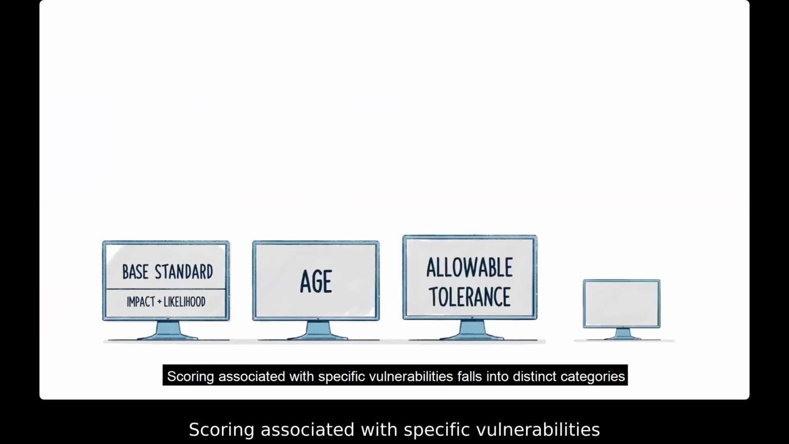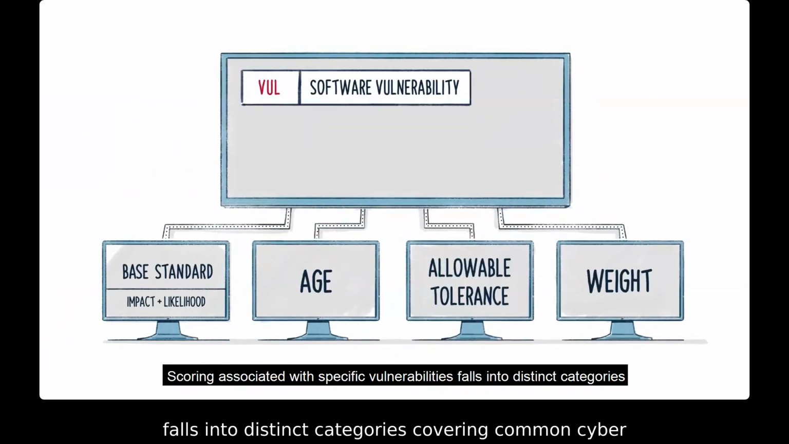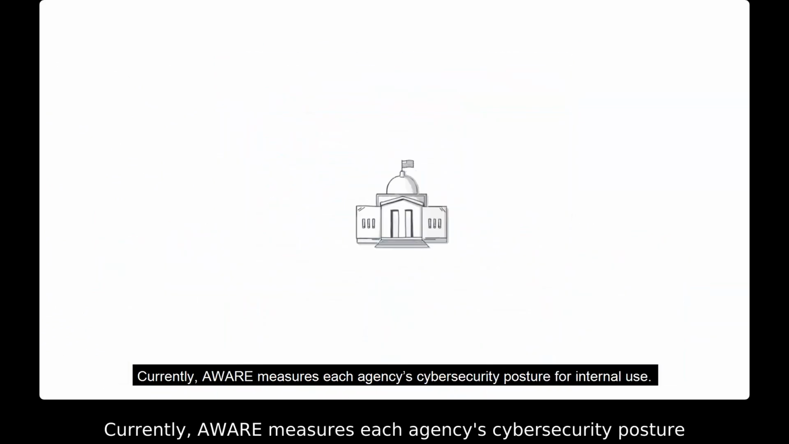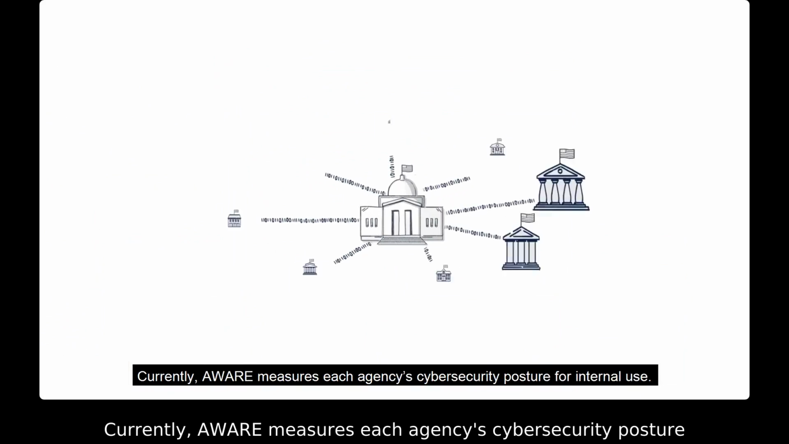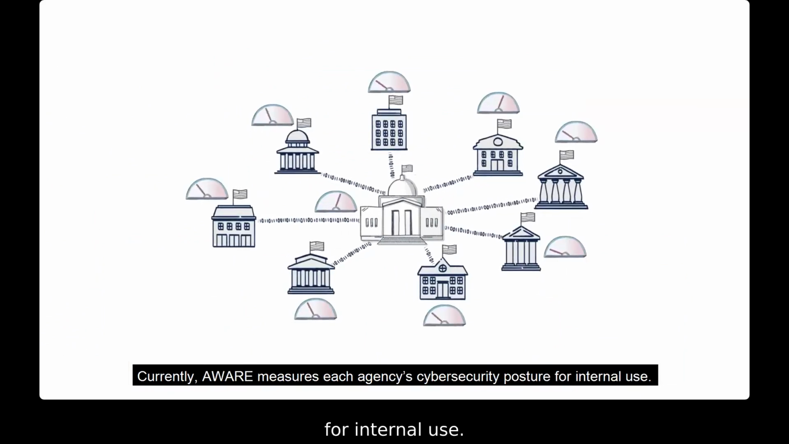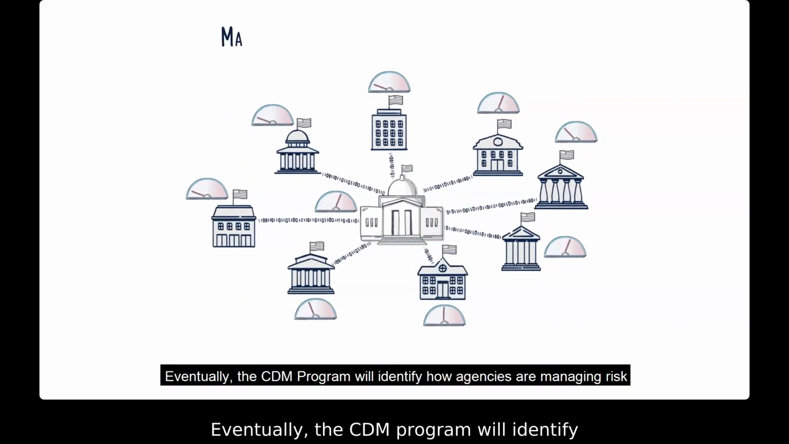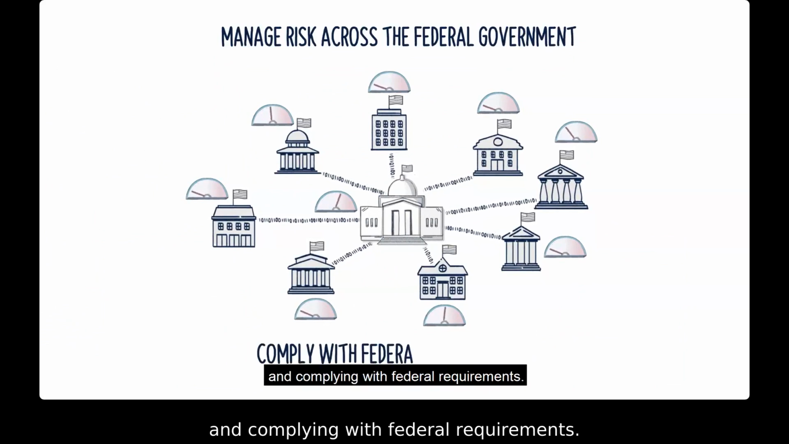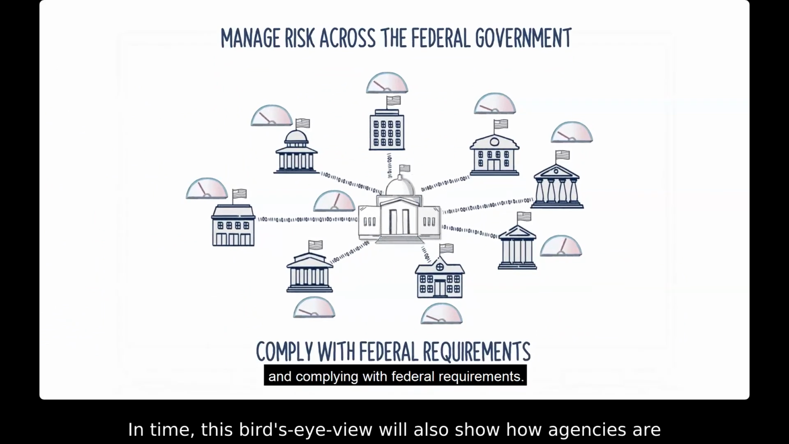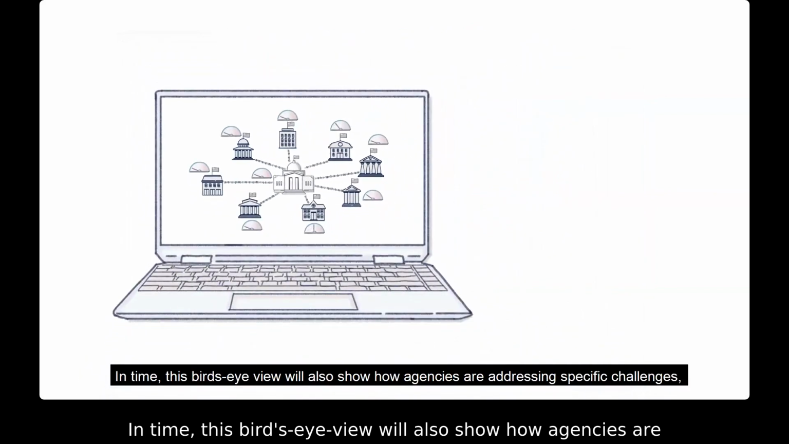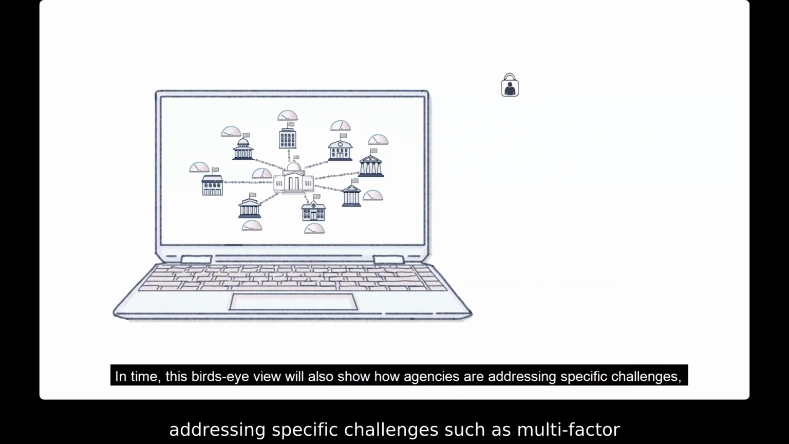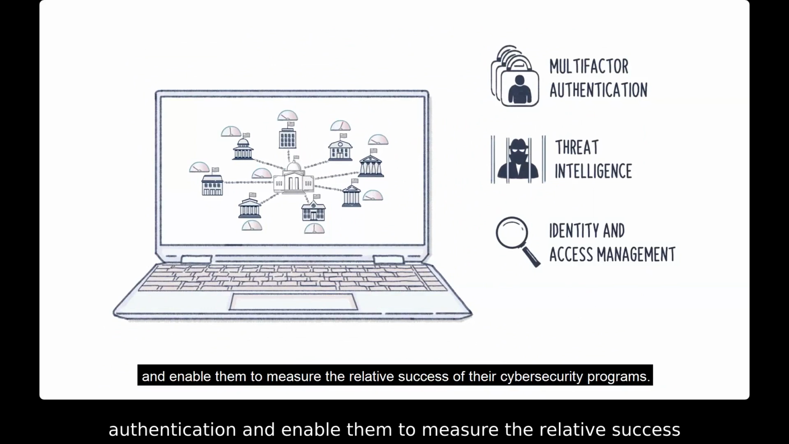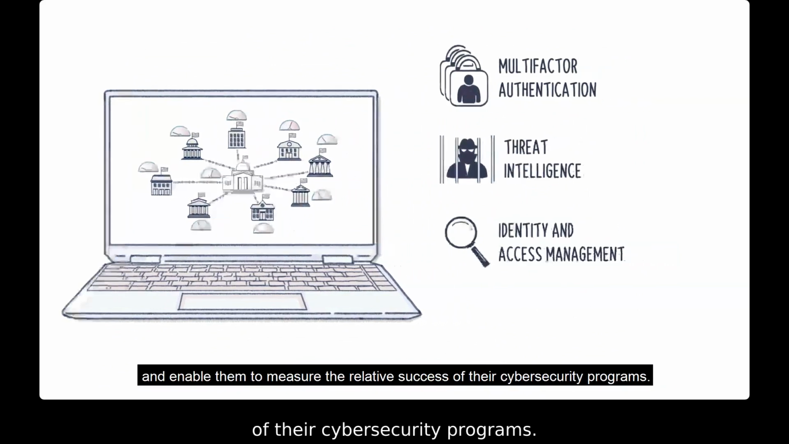Scoring associated with specific vulnerabilities falls into distinct categories covering common cyber capabilities and functions. Currently, AWARE measures each agency's cybersecurity posture for internal use. Eventually, the CDM program will identify how agencies are managing risk across the federal government and complying with federal requirements. In time, this bird's-eye view will also show how agencies are addressing specific challenges, such as multi-factor authentication, and enable them to measure the relative success of their cybersecurity programs.